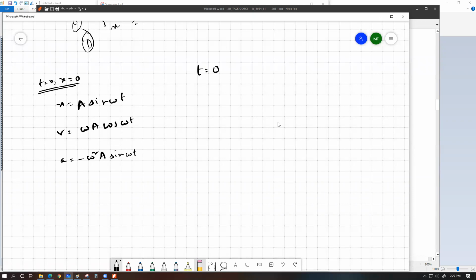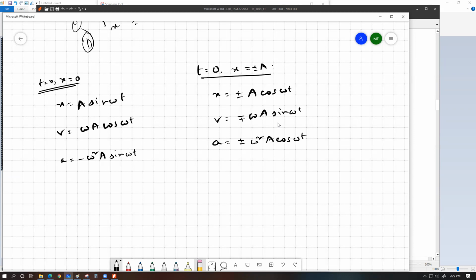For t equals to 0, x equals to plus or minus a, which means if we choose to start from the terminal positions, then x equals to plus or minus a cos omega t, v equals to minus or plus omega a sin omega t. If you wonder what this is, it is just the reverse of plus or minus. It means if this is supposed to be plus, this is going to become minus, because differentiation of cosine gives you a minus output, and then the acceleration is going to be once again plus or minus omega square a cos omega t. এই হচ্ছে অল টুগেদার আমাদের বেসিক এক্সপ্রেশন যেটা আমরা এতক্ষণ ধরে আলাপ করছি.